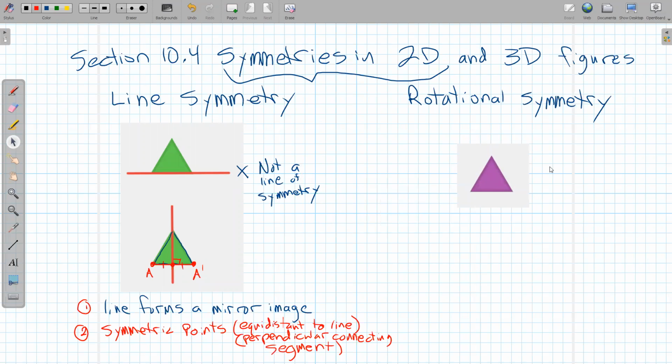So rotational symmetry, the first thing we think about rotational symmetry is what's the smallest angle we can rotate through a central point to end up with the same figure in the same orientation. So smallest angle to rotate a central point to get same orientation.